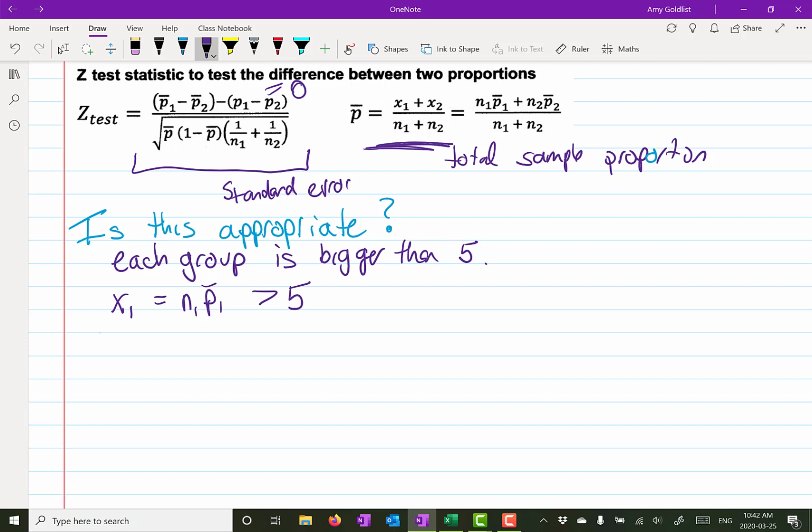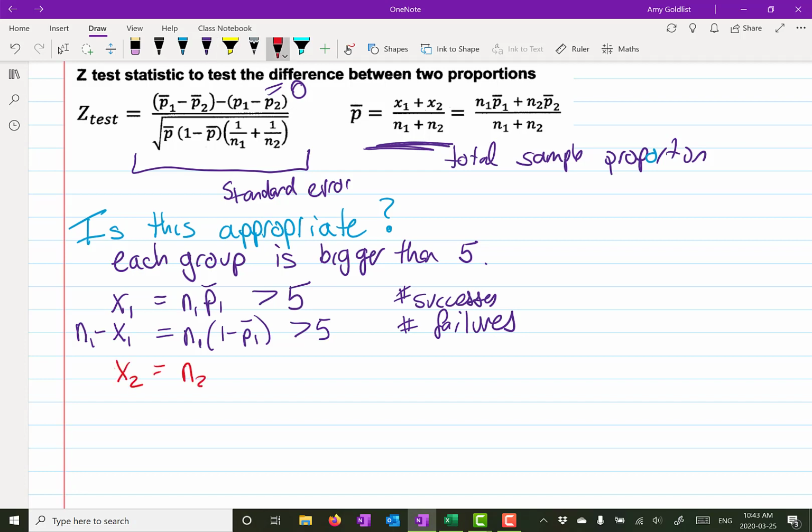As well, the number of failures, that is N1 minus X1, which is the same as N1 times 1 minus P hat 1, is bigger than 5. Number of failures. And we do the same thing with group 2. For group 2, we say the number of successes has got to be bigger than 5. And the number of failures, that's N2 minus X2, the number of failures, also bigger than 5.